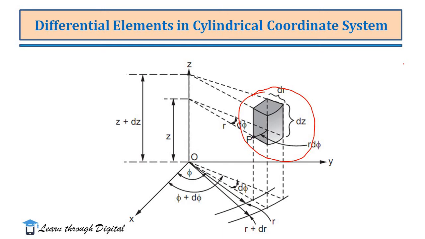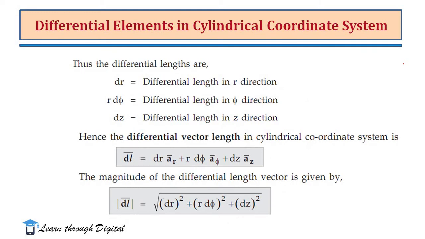The differential length due to d phi in the phi direction is r d phi. Thus, the differential lengths are dr in the r direction, r d phi in the phi direction, and dz in the z direction. Hence, the differential vector length in the cylindrical coordinate system is dl vector equals dr ar vector plus r d phi a phi vector plus dz az vector.